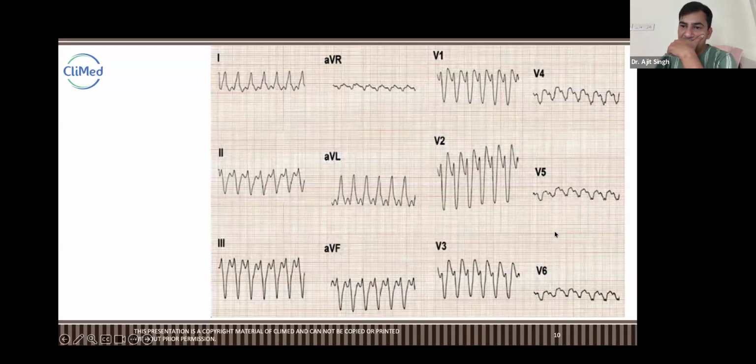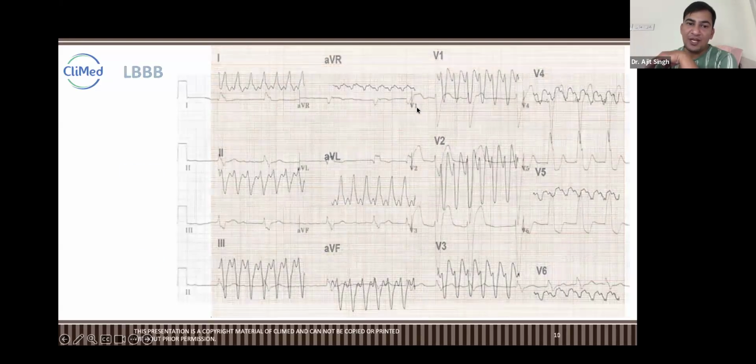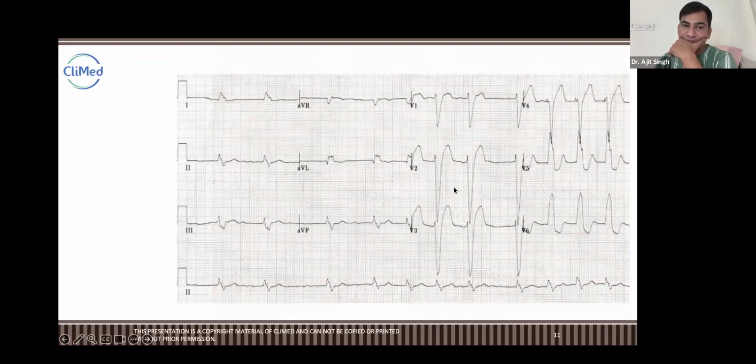W to M. V1 to V6. W to M. See, here also it is W. Okay, it is W, and here it is clear M. Clear M, right? So W to M, this is LBBB. Now tell me, what is this?